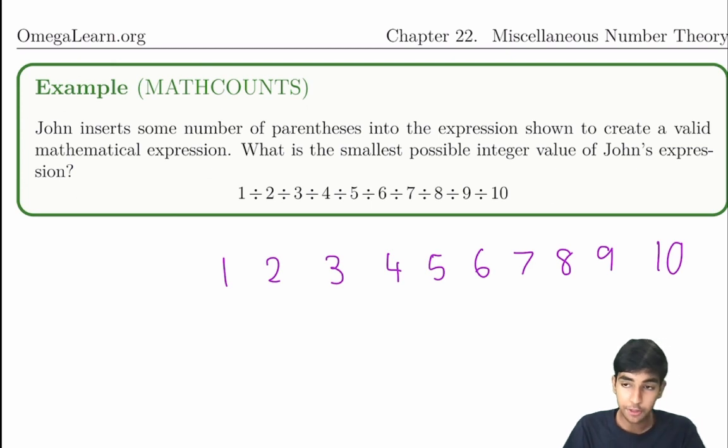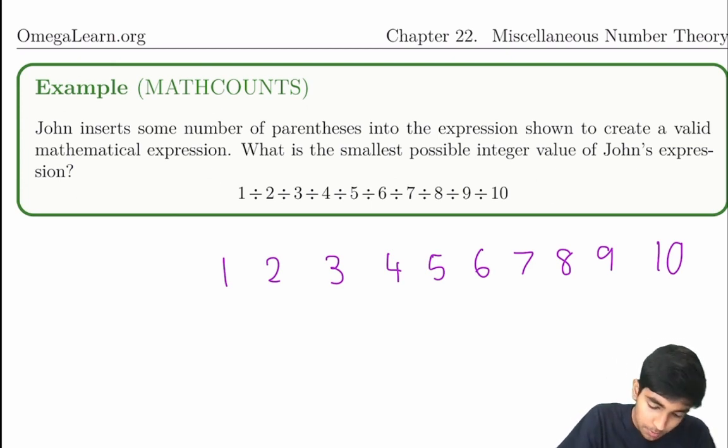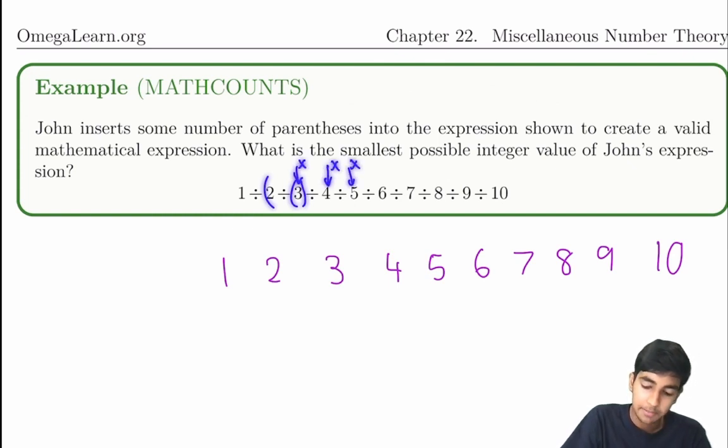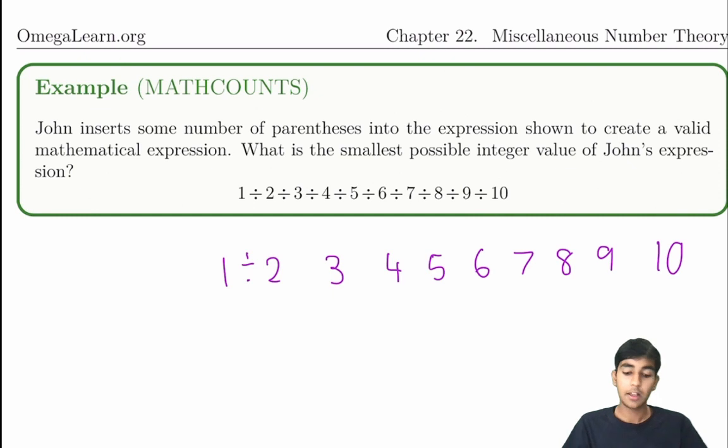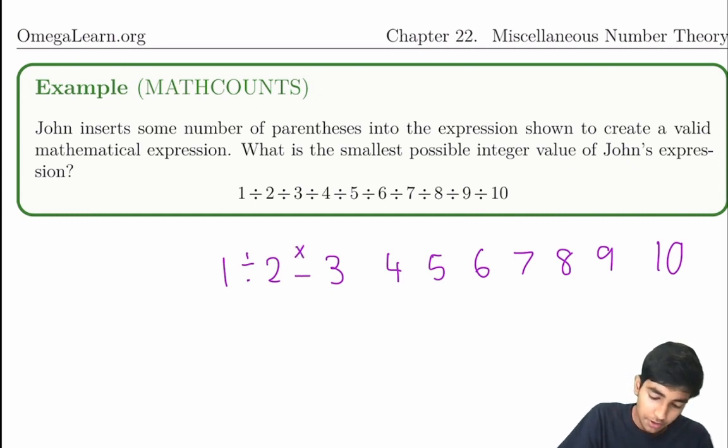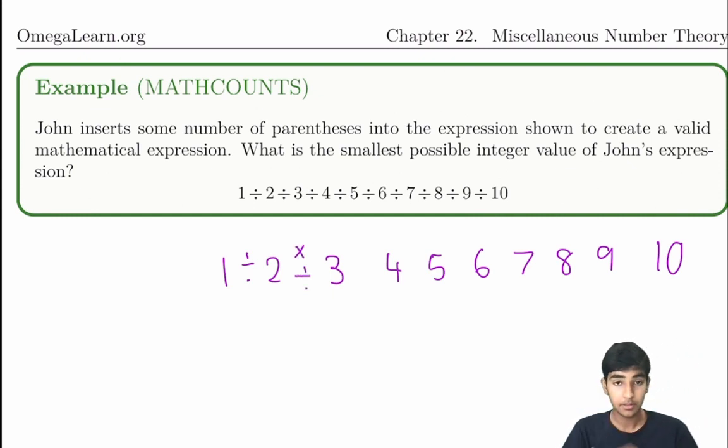It turns out that the only one this won't work for is 2, because there's only one divided by sign in front of it. But everything else, like 3, you can get as times. 4 can be times, 5 can be times, and all the other ones can be times. So other than 2, which is forced to be a divided by sign, everything else can either be times or divided by. And now it's asking, what is the smallest possible integer value for this expression?